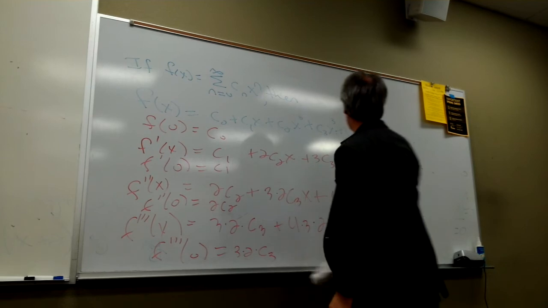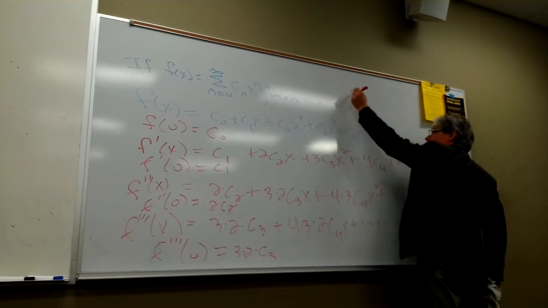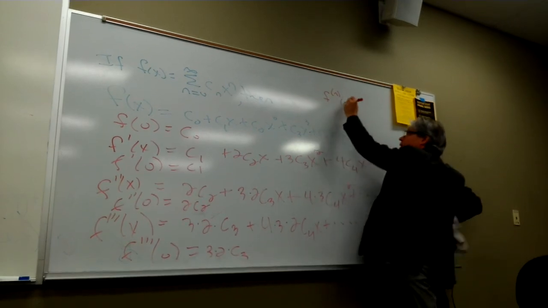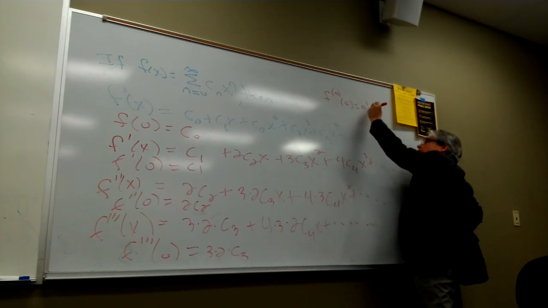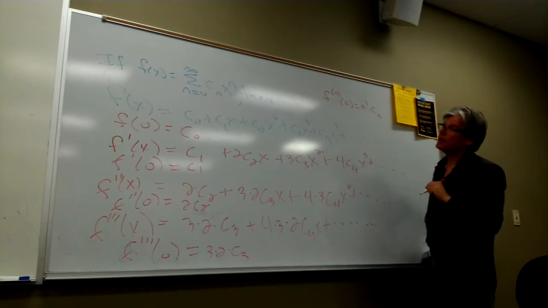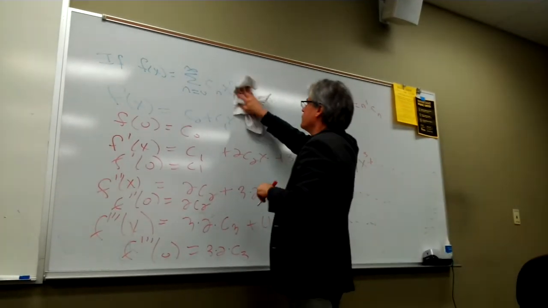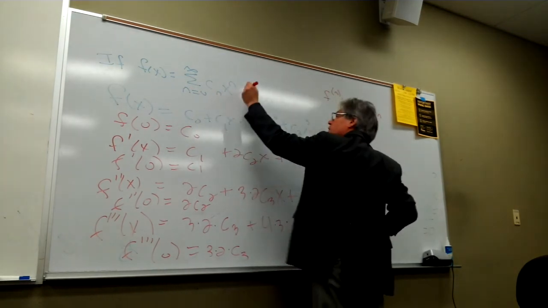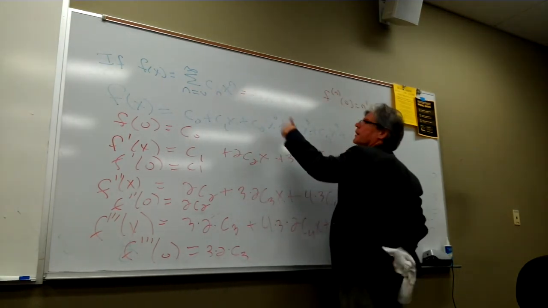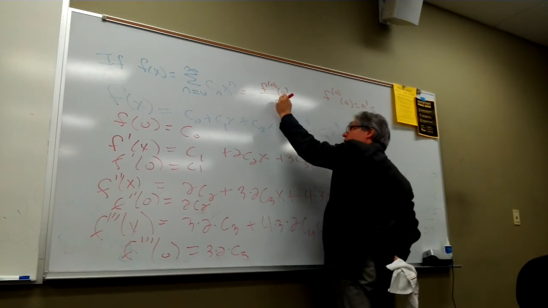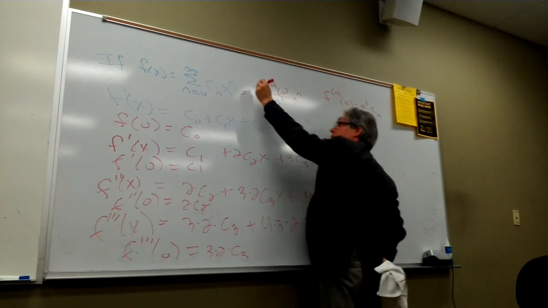Don't you guys agree that the nth order derivative of f at x equals 0 is simply going to be n factorial times c sub n? That being the case, I think my function has a power series expansion, where these coefficients c sub n are going to be nothing more than the nth order derivative of f at 0, all over n factorial, times x to the n.